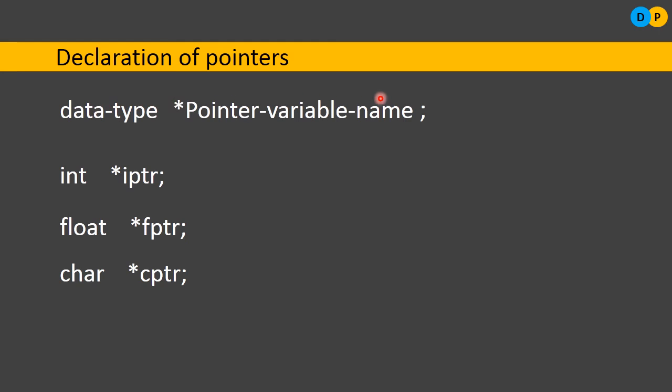This is the syntax of declaring a pointer variable. It always begins with the data type. Data type can be integer, character, float. It can be anything, but for our syllabus we are considering integer, float, character, followed by the asterisk symbol. It indicates that we are considering a pointer, and it will have an identifier, that is the pointer variable name, and it will be terminated by a semicolon.